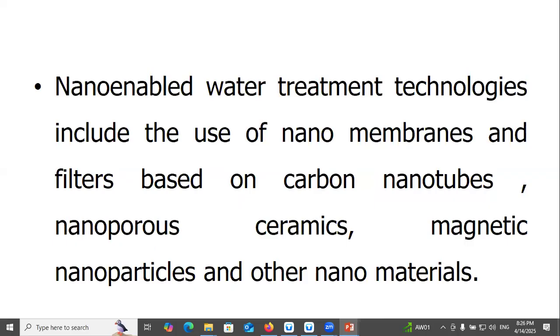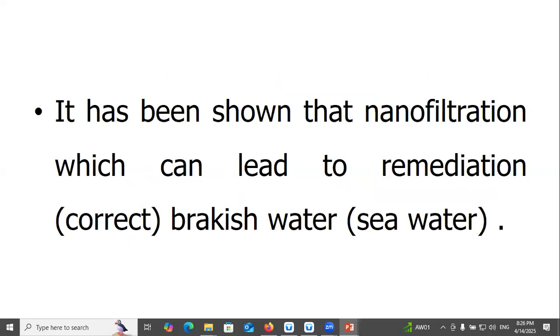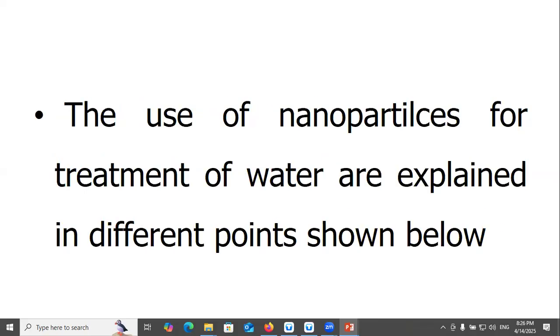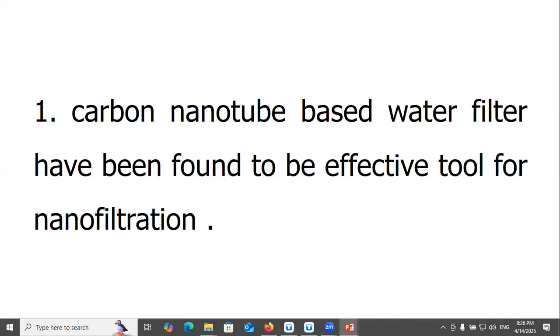Nano-enabled water treatment technologies include the use of nanomembranes and filters based on carbon nanotubes, nanoporous ceramics, magnetic nanoparticles, and other nanomaterials. It has been shown that nanofiltration can lead to remediation of brackish water and seawater. The use of nanoparticles for treatment of water is explained in different points shown below.